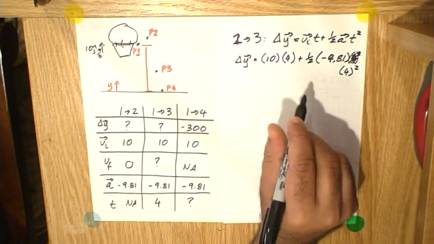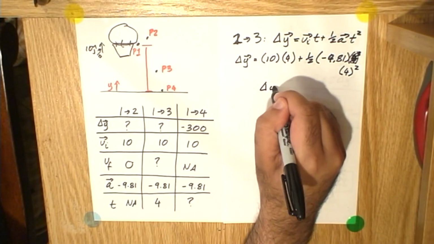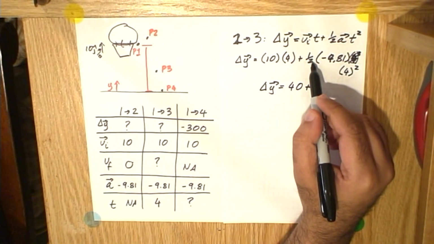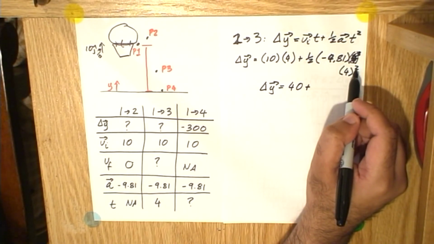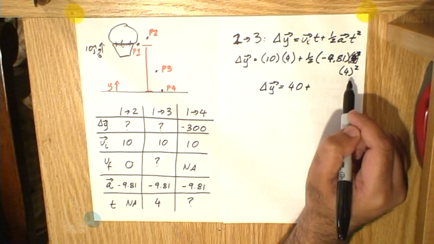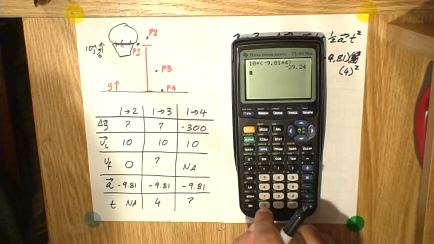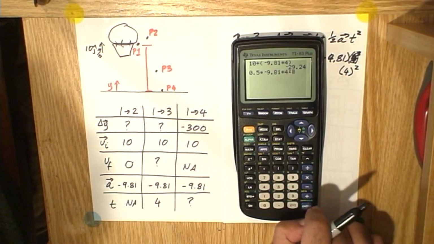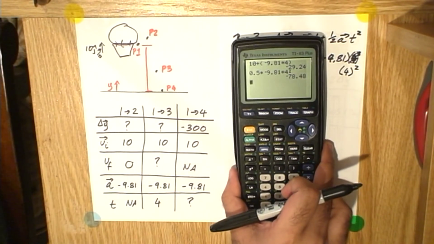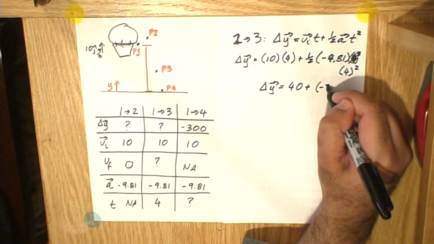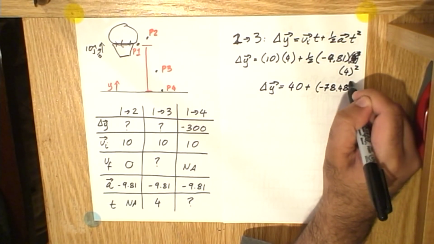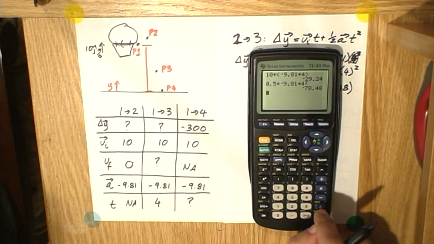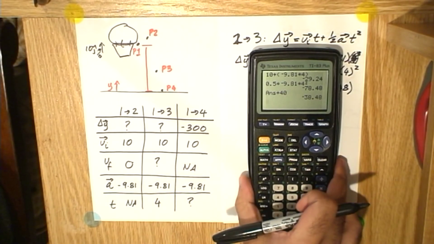There. Now, simplifying all of this, we get delta y is equal to 10 times 4 is 40, plus half times 4 squared, that would give us, 4 squared is 16, half of that is 8. So, let's try solving this out. 0.5 times negative 9.81 times 4 squared is negative 78.48. So delta y is equal to negative 38.48.